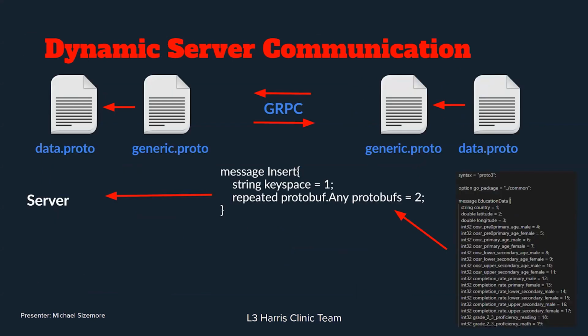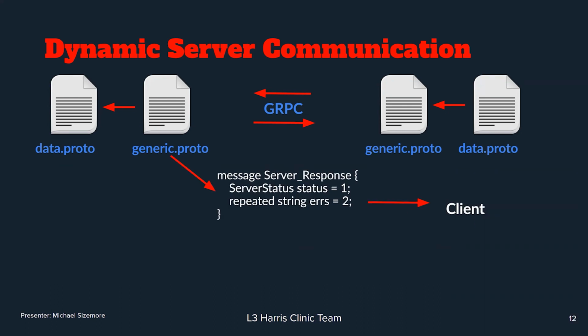And once you do that, they can go ahead and communicate with each other. How it does this is it takes your data.proto and packs it into the generic.proto when it sends a message. And then once the server receives that message, it uses that same definition you gave it to unpack the message. And then from there, it just sends a response back to the client saying that it received the message, and then everything works from there.